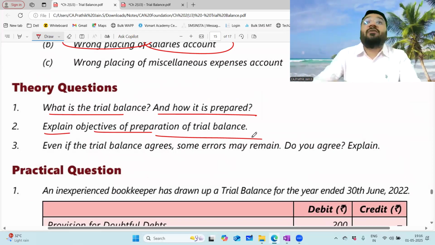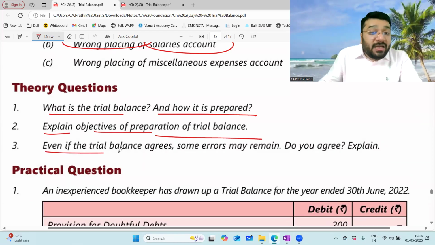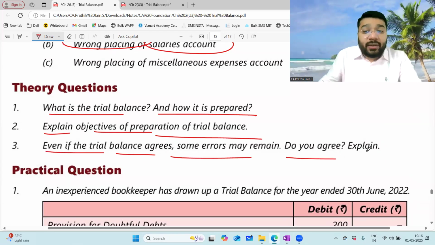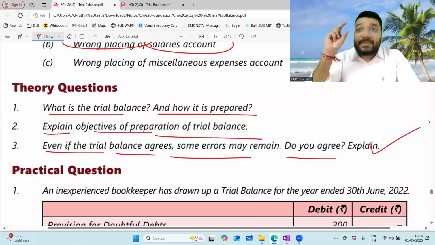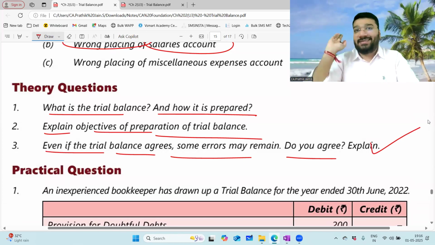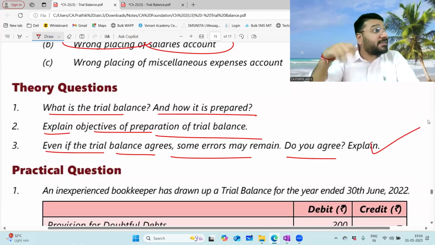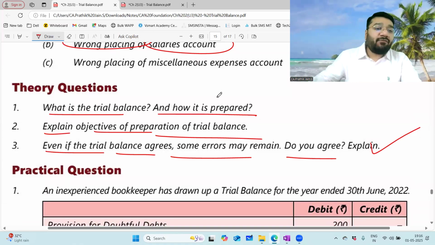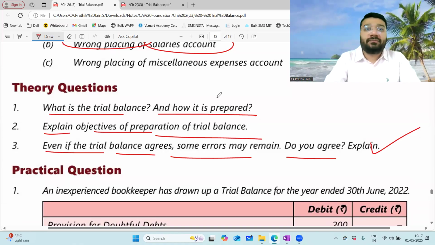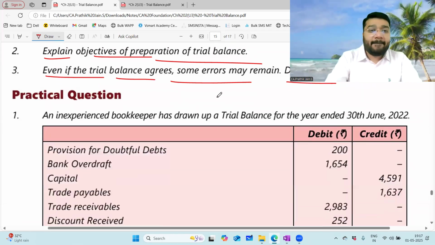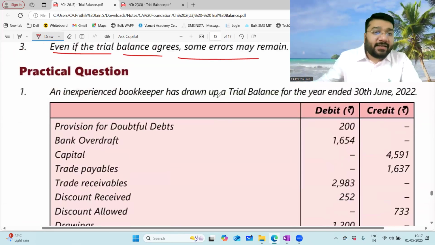Explain the objectives of preparation of trial balance. Even if the trial balance agrees, some error may remain. Do you agree? Explain. Explanation plus examples. Explanation is required plus example is required. So all these are 4 mark questions. Can you manage? Practical questions? Please take this as homework.